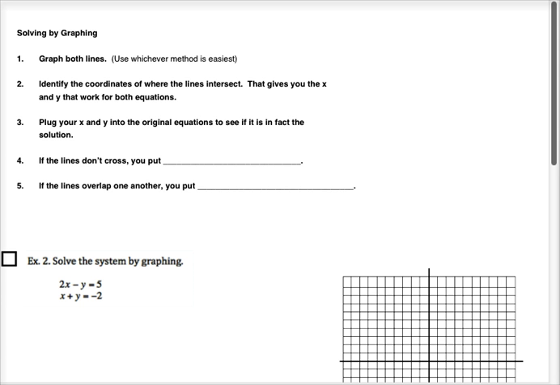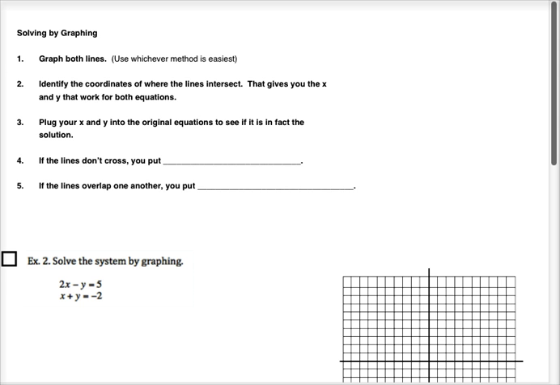Flipping to the next page. Now, the real meat of what we want to talk about today is solving by graphing. What I've just shown you is how to check your work. But now we need to start from the very beginning of how do we even get that point. So the first method, the method for today, solving by graphing.